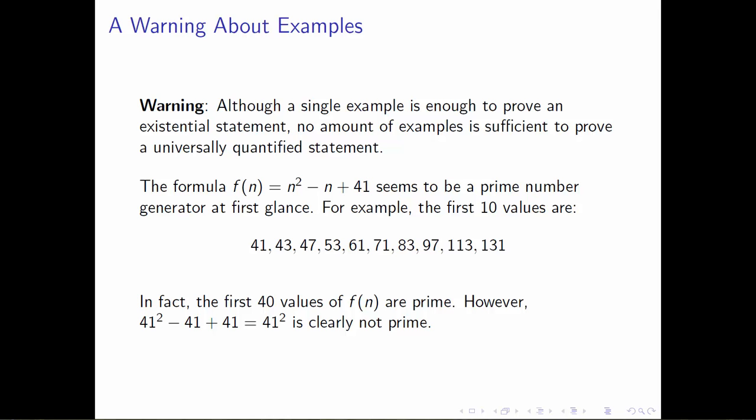So examples can be misleading, and this is the reason that professors are going to harp on you if you just list the first 5, 10 examples and say, look, the pattern continues. It's not always the case, and that can be a dangerous line of reasoning. And although it's evidence, it's not proof. Very nicely exhibited with this example by Euler.